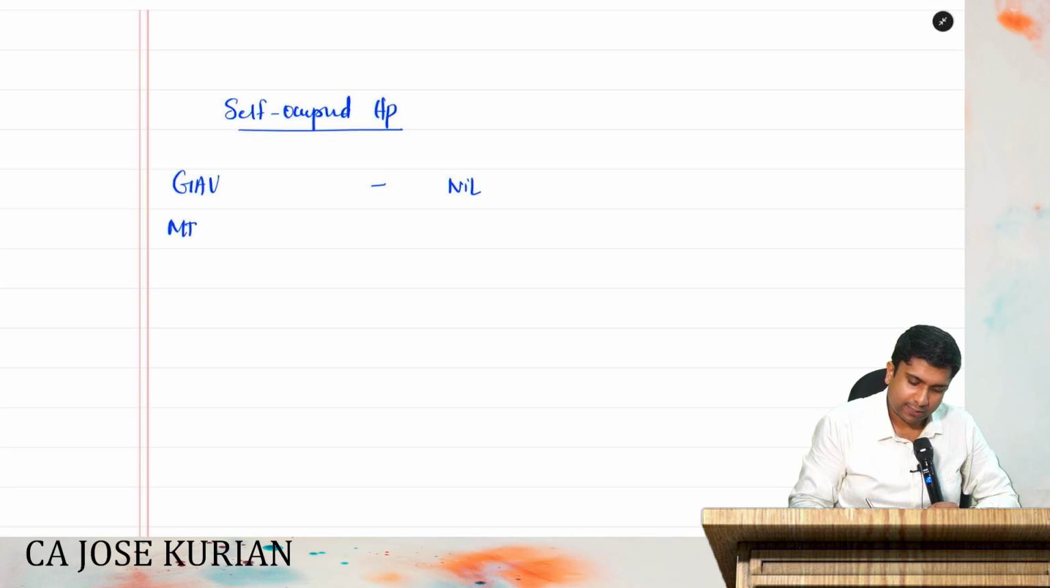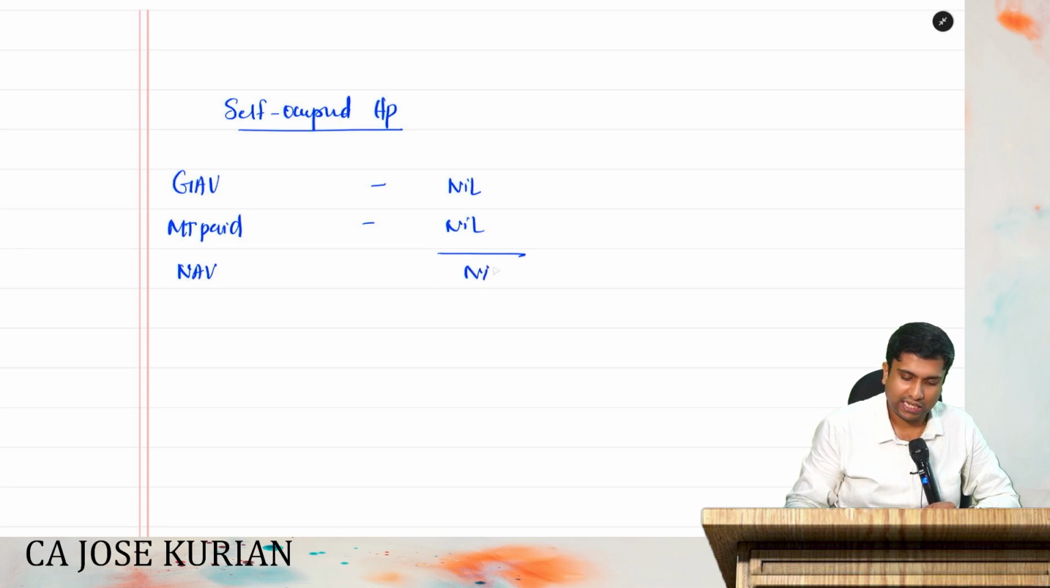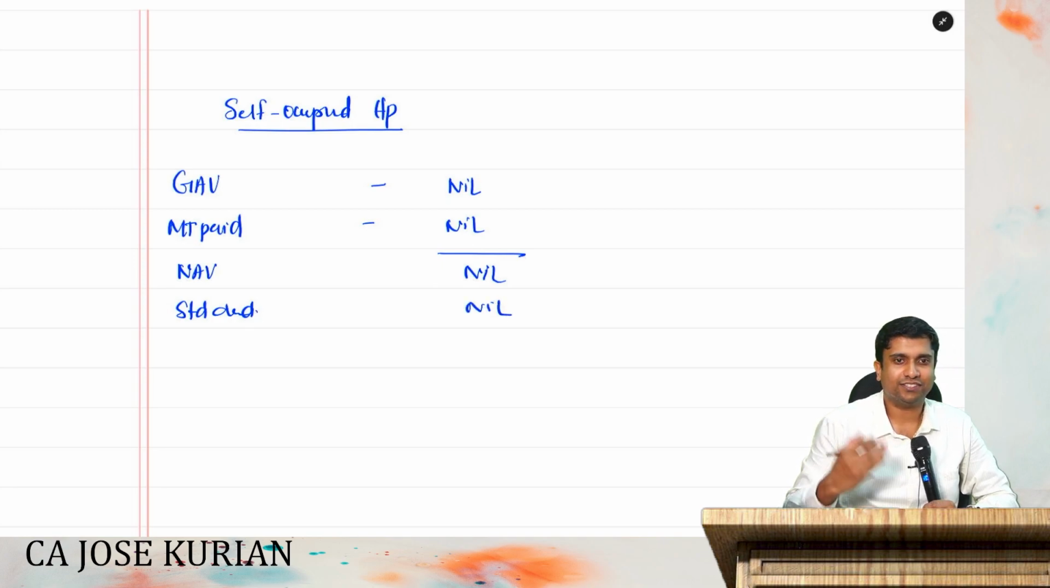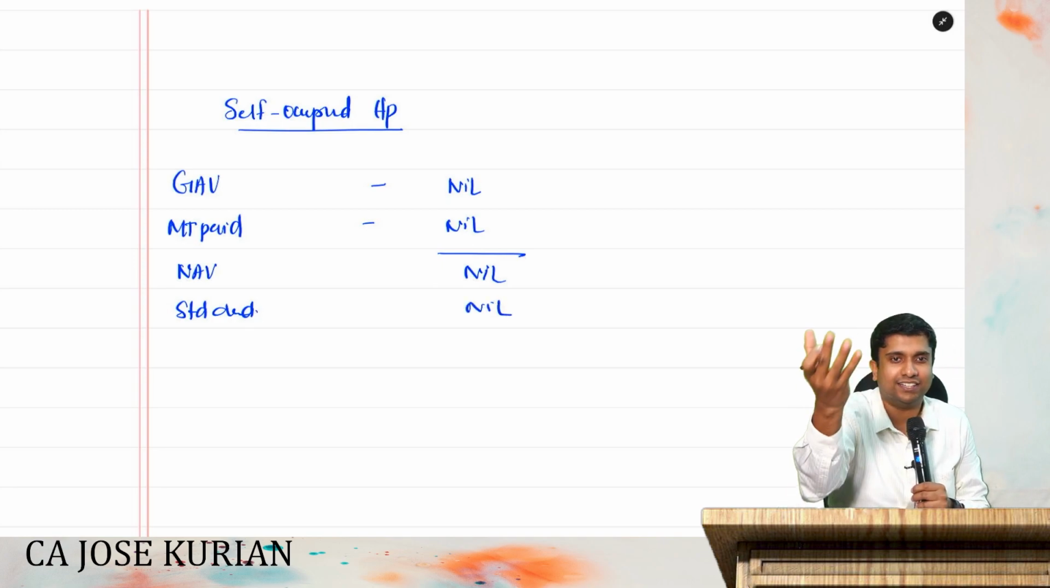Can you claim municipal taxes paid as a deduction in the case of self-occupied house property? No, it is also nil. Then what will be the NAV, net annual value? That also will be nil. How much can you claim as standard deduction? That is also nil. Why? Because on 0 you apply 30%, you will get 0.